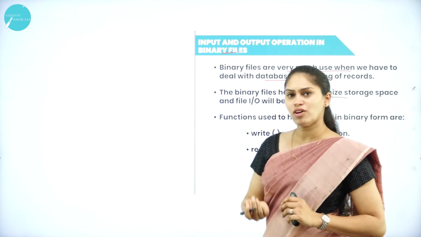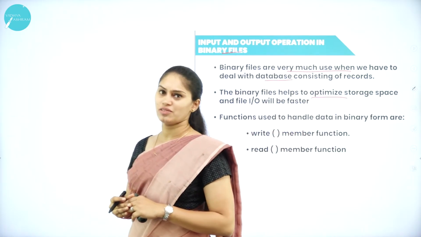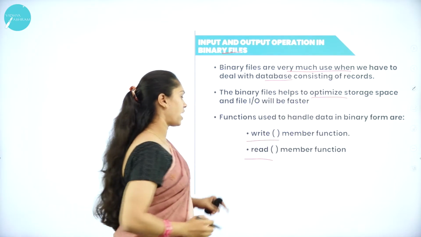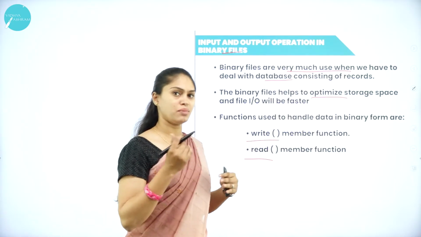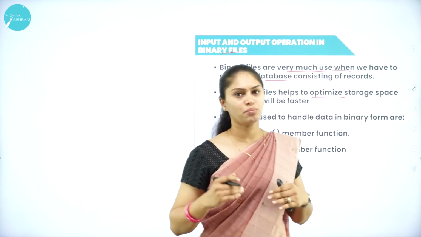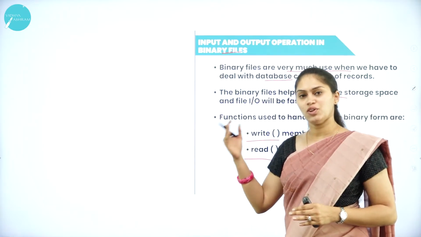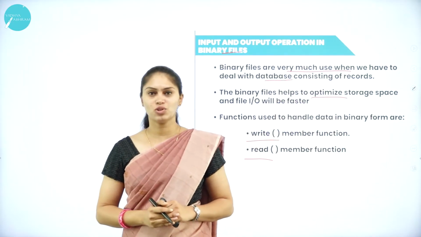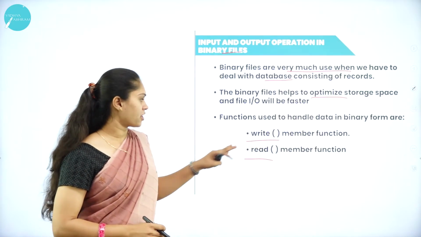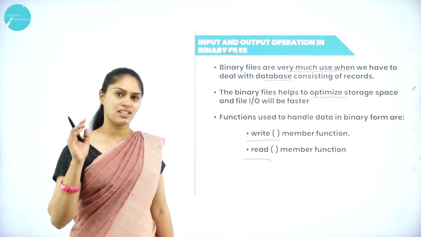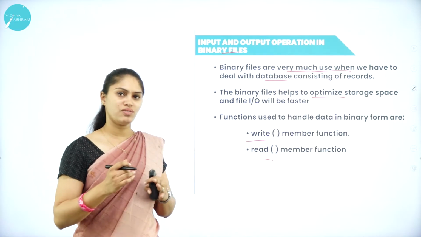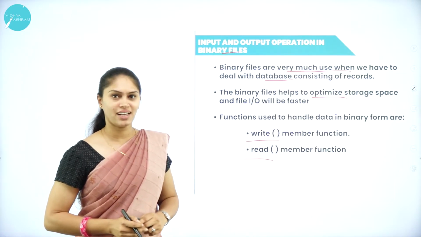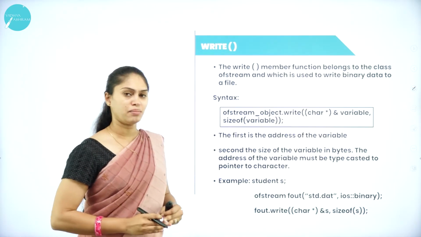Then how can I perform input and output operations by making use of this binary file? There I have two methods, that is write and read member functions. So it is similar to get and put. Get and put are the member functions which I can use for the text file. But when it comes to the binary file, I have to use two member functions, that is the write member function and the read member function. As the name indicates, the read member function is used for the input purpose and the write member function is used for the output purpose. Getting? So let me move with this write member function.